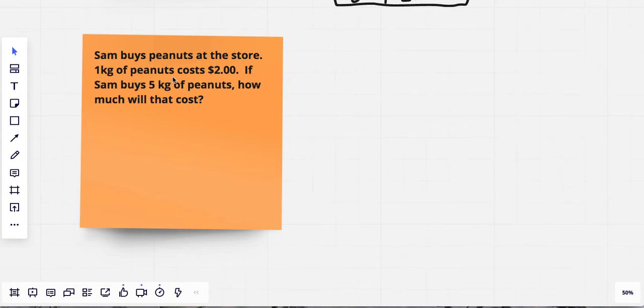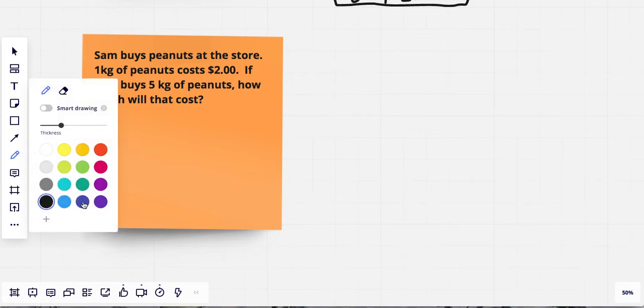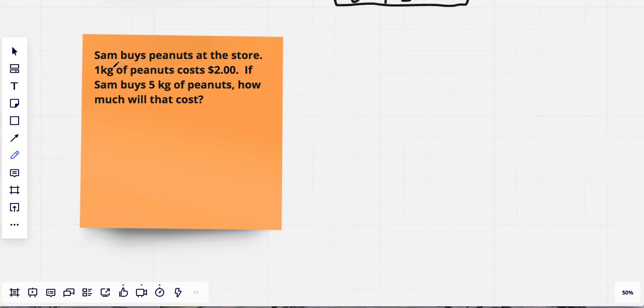1 kilogram of peanuts costs $2. If Sam buys 5 kilograms of peanuts, how much will that cost? Let me use a different color pen here. So we know that 1 kilogram of peanuts, so a bunch of peanuts that weighs 1 kilogram, is going to cost me $2. But we know that Sam is buying 5 kilograms of peanuts. Maybe he's got a bunch of squirrels, or he's having a party, whatever. So if 1 kilogram costs $2, we know that for 5 kilograms, we're going to be paying way more than $2.